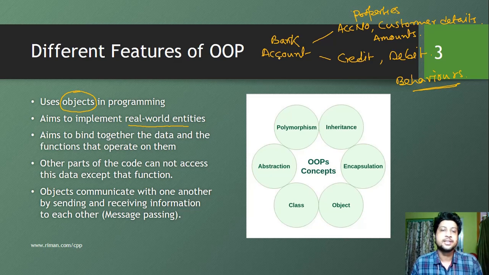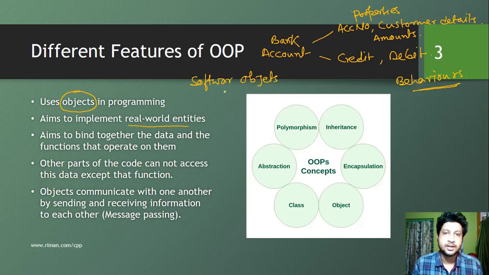So what object-oriented programming does is try to mimic these real-world entities in a software environment as software objects. This software object is nothing but a collection of data plus functions, and these functions actually operate on this data only.